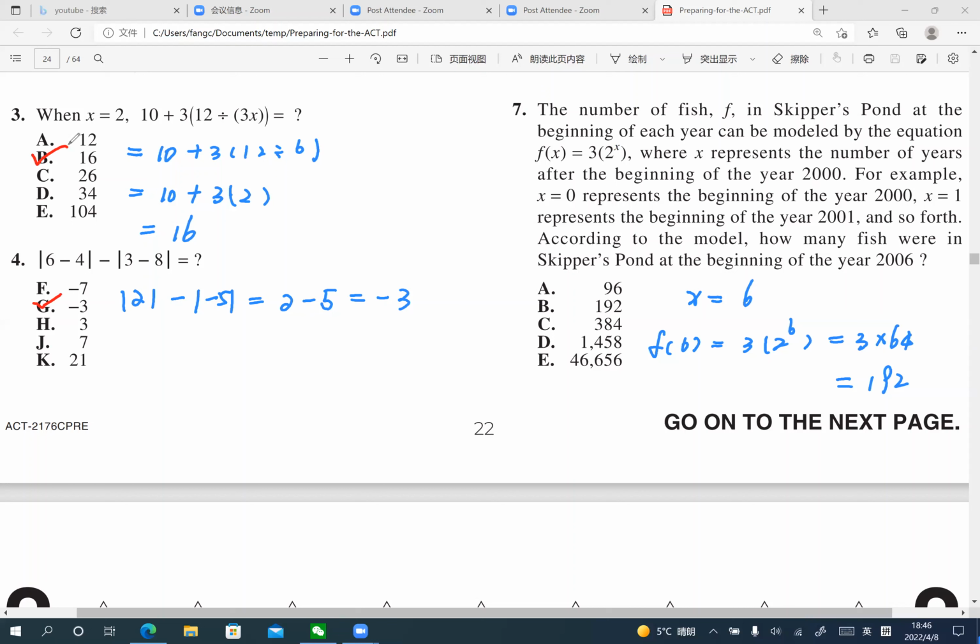According to the definition of x given by the question, at the beginning of the year 2006, x should be equal to 6. So next step, we just need to substitute 6 for x and find the value of f of 6. It should be equal to 3 times 2 to the power of 6. 2 to the power of 6 equals 64, times 3 is 192. So question 7, we should choose option B.